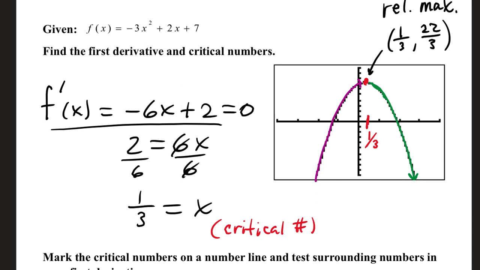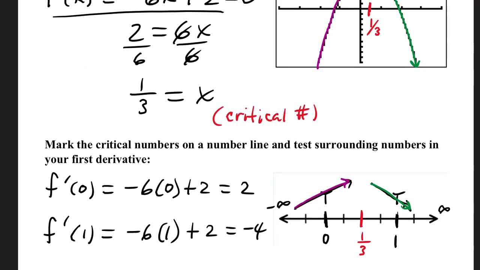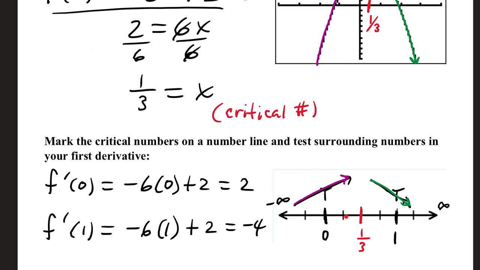So we're going to test on either side of the critical number. So 1/3 is marked. Left of the critical number, we picked 0. Right, we picked 1. You can pick any number smaller than 1/3 and any number larger than 1/3 as your test numbers. Those are totally fine. Pick numbers that are friendly.